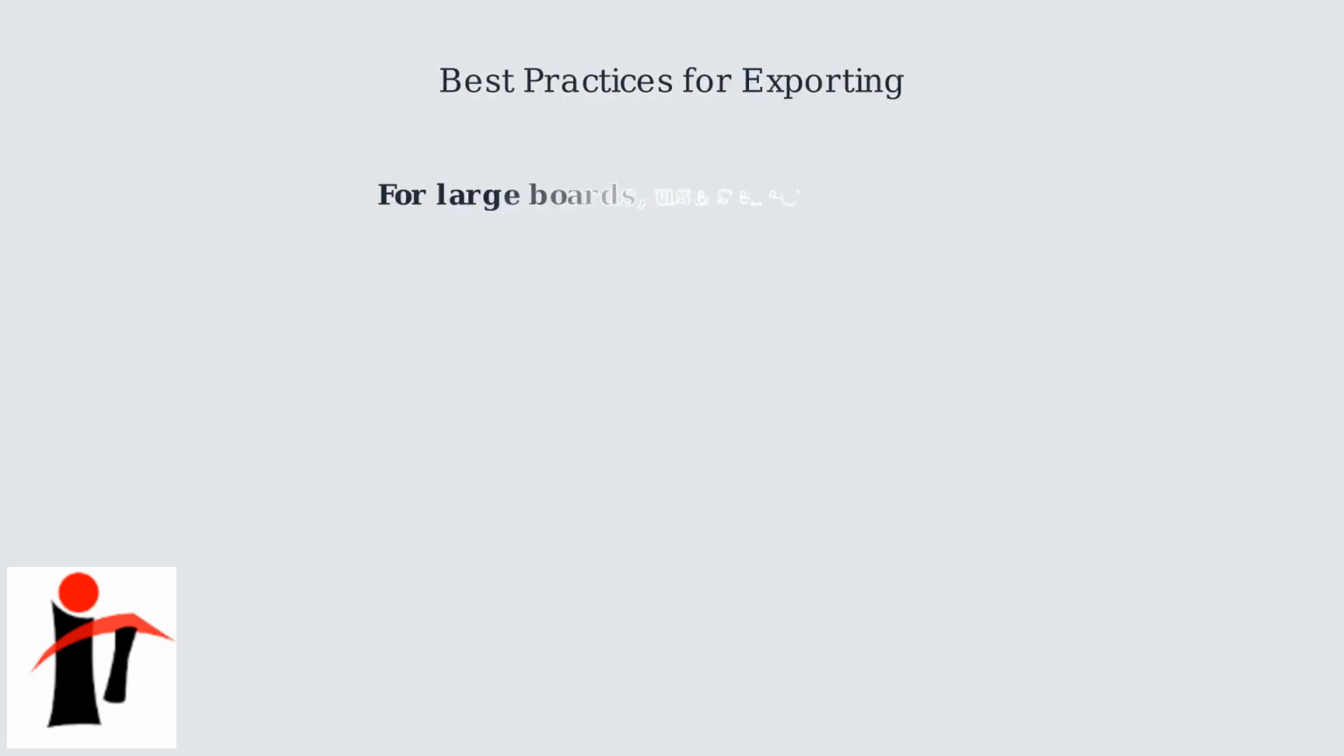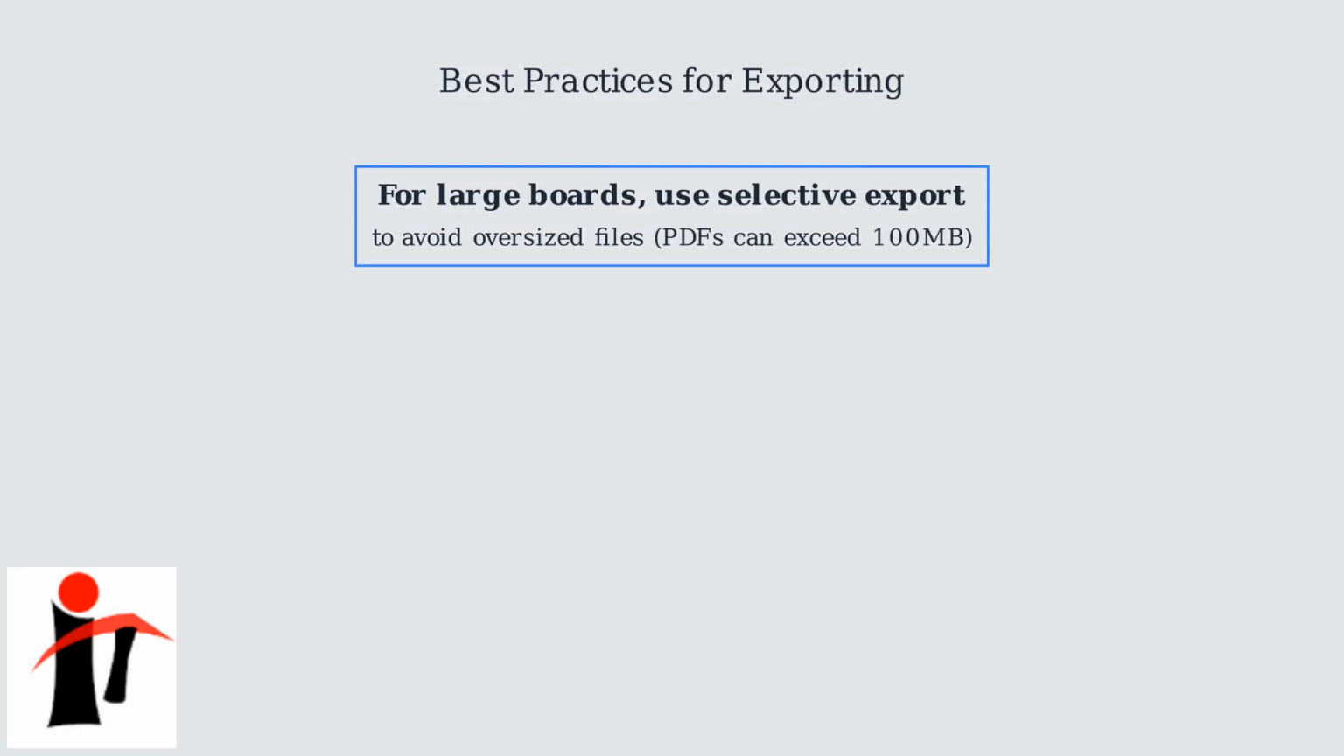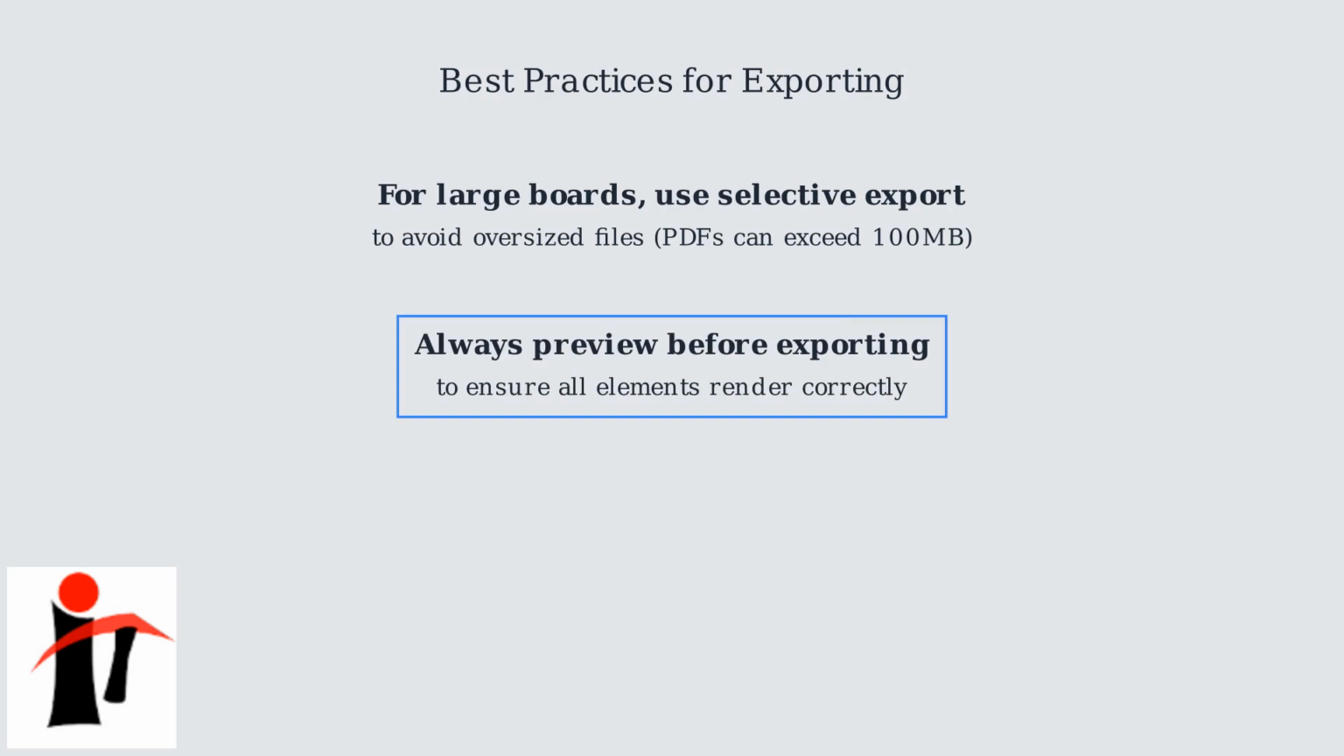For large boards, use selective export to avoid oversized files. PDFs can exceed 100 megabytes, so selecting specific elements prevents file size issues. Always preview before exporting to ensure all elements render correctly. This step helps catch any display issues before finalizing the export.